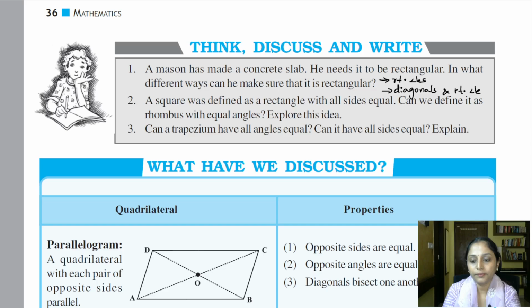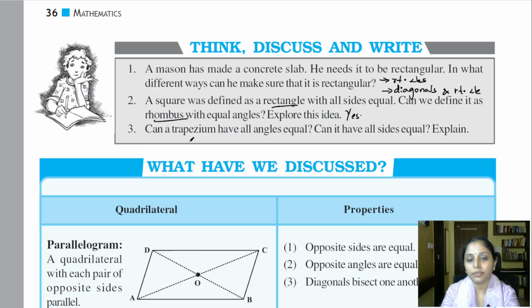Next question, they're saying a square was defined as a rectangle with all sides equal, right? All squares are rectangles, however the sides are equal in the case of a square. Can we define it as a rhombus with equal angles? Yes, we can do that, right? Explore this idea. We have already seen a rectangle is equiangular, a rhombus is equilateral, and a square is both equilateral as well as equiangular. So you can say that it is a rectangle with equal sides or a rhombus with equal angles. Both of them are equally correct.